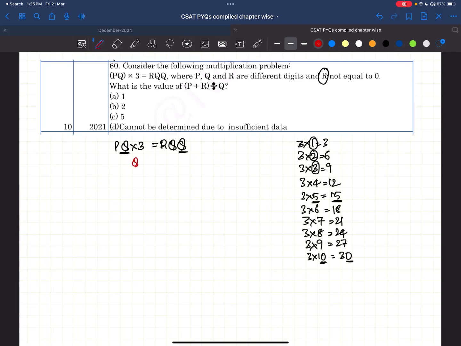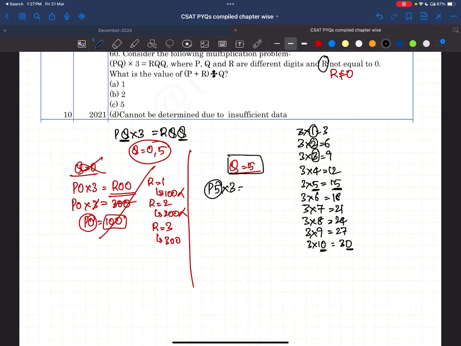Now let's consider Q can take values 0 and 5. P5 into 3 is equal to R5, 5. Right? Now see here, P5 into 3, right? Now 3 5 is a 15. Now what will be this here?